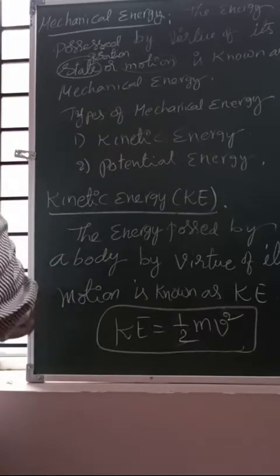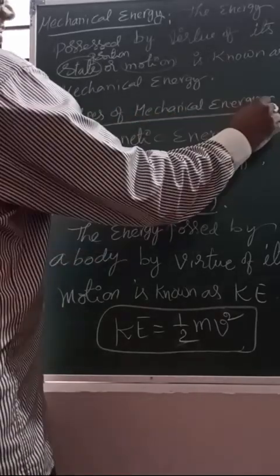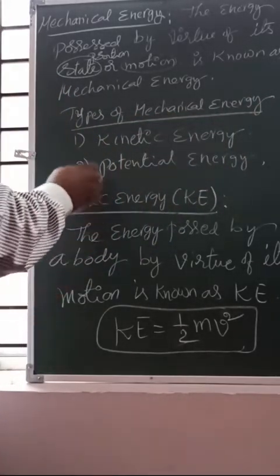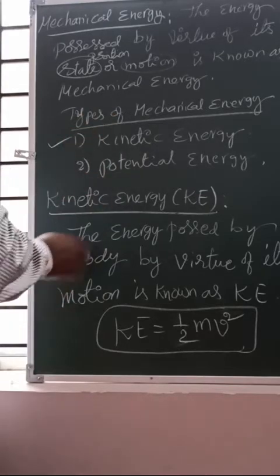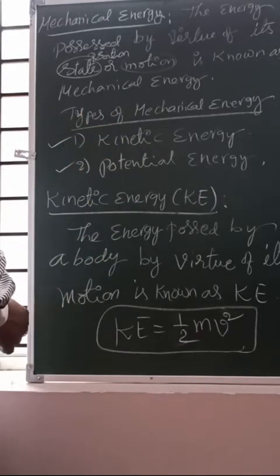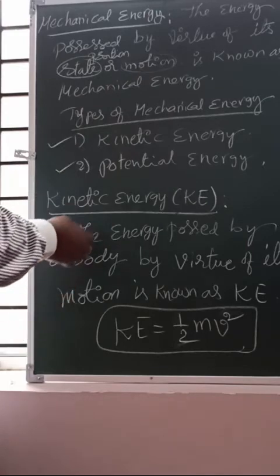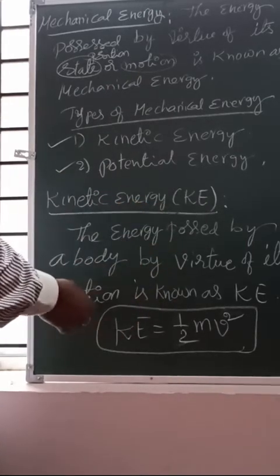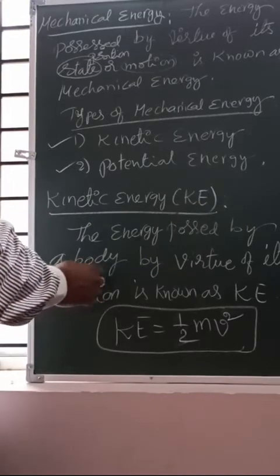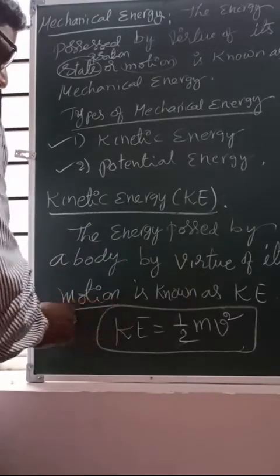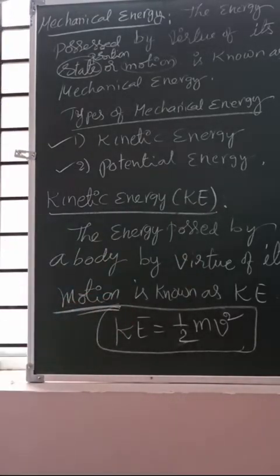How many types of mechanical energy are there? There are two types. First one is kinetic energy. Second one is potential energy. What is kinetic energy? If any body moves, it possesses kinetic energy. Move or motion. According to the definition, we write: the energy possessed by a body by virtue of its motion. Any body in motion must possess kinetic energy.